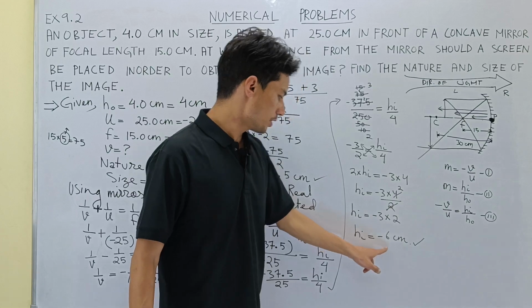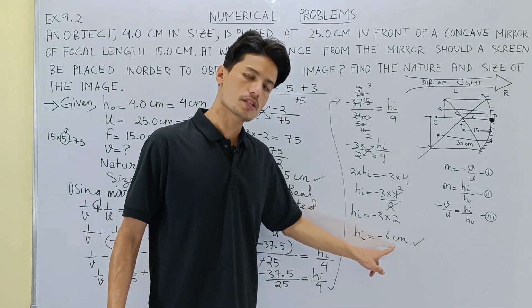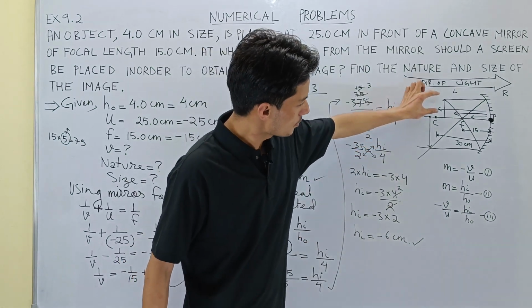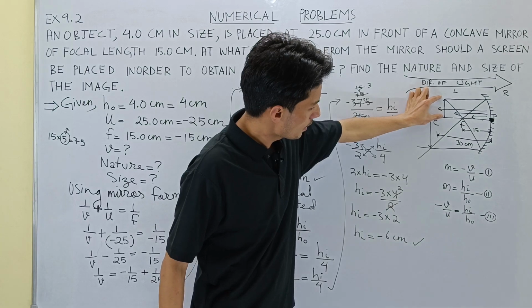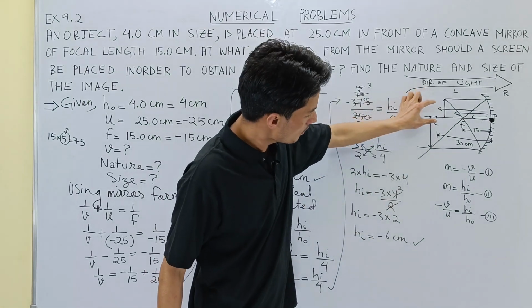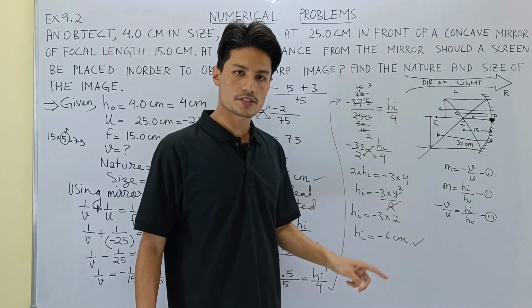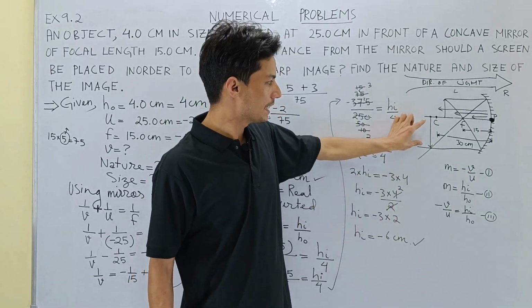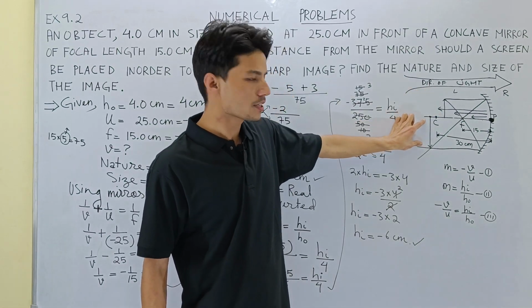If we have a look at the object height and the image height, we find that the image is larger. So even the ray diagram should justify that. See, this object height is 4, this is 4, and the image is 6. So correct. Even the ray diagram is justifying that the image is enlarged. So here we're getting an enlarged image. The object is smaller, whereas the image is larger.